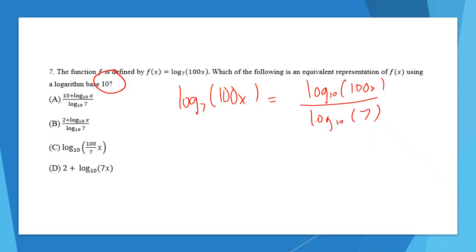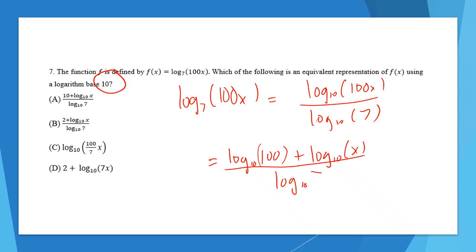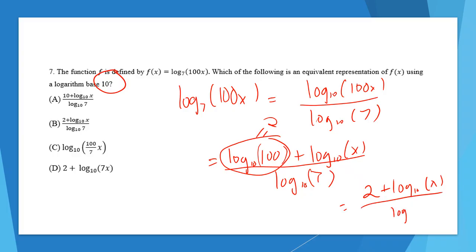Now that we have that, we're going to split it up into addition in the numerator. So this is going to be log base 10 of 100 plus log base 10 of x over log base 10 of 7. And now we know log base 10 of 100 is just the number 2. So this really just becomes 2 plus log base 10 of x over log base 10 of 7. And this should correlate with answer choice B. Just be aware you will see this question reappear on the test next week.